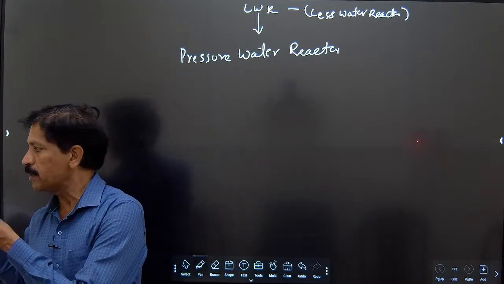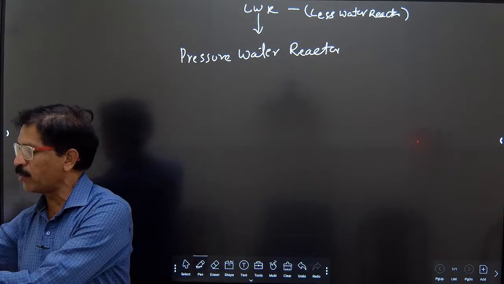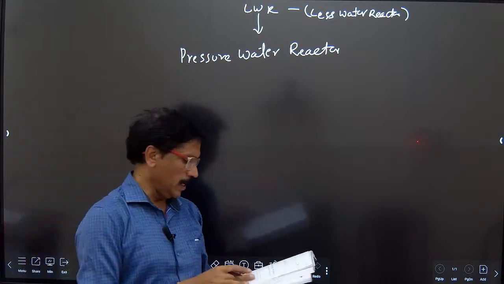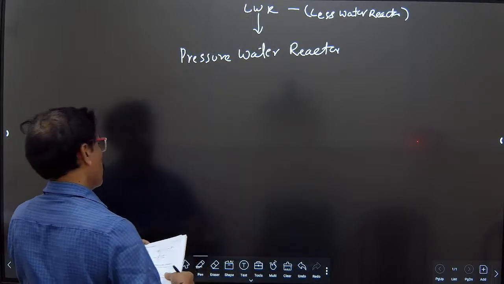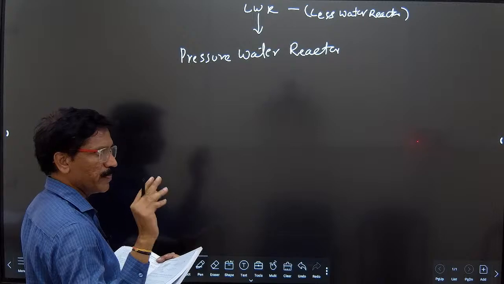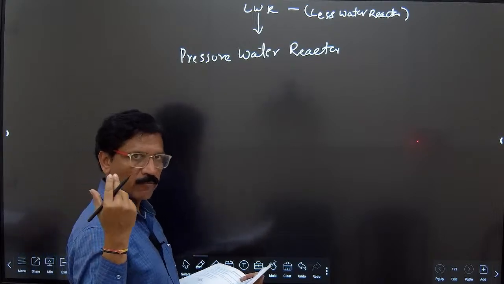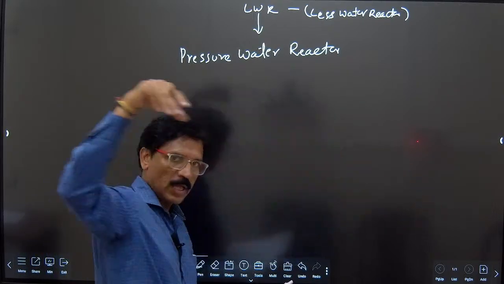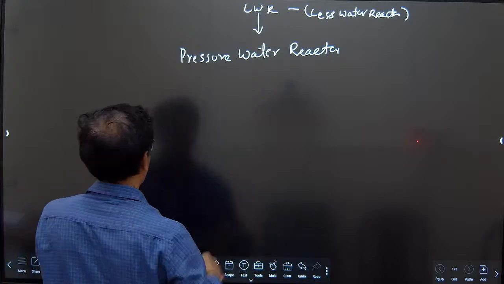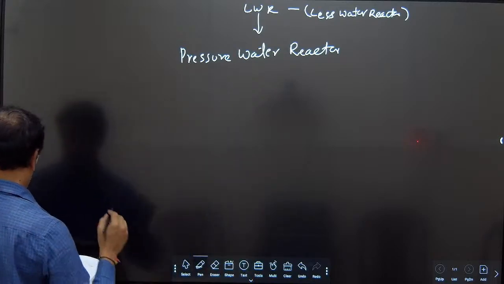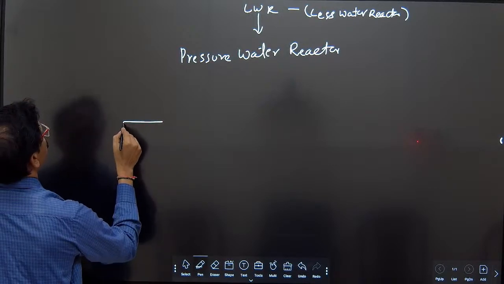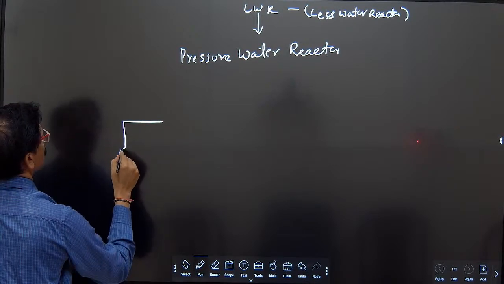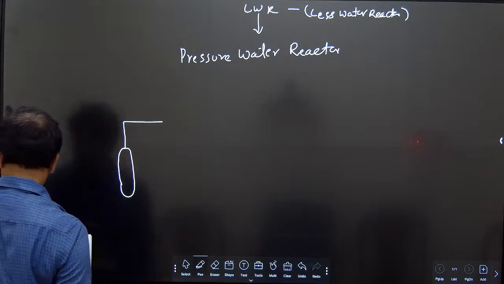Now see the schematic diagram or the layout of the PWR. I am going to explain the comparison between these two also, then you will get the perfect idea of where each can be utilized. The first case is the pressurized water reactor. See this one.